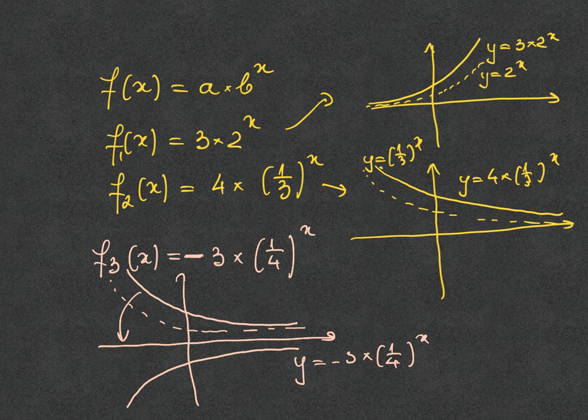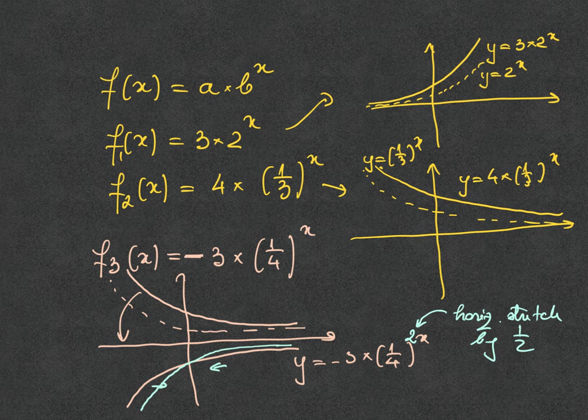It might happen that you have a 2 here, meaning that it's a horizontal stretch by a factor of 1 over 2. And therefore you'll stretch it closer to the y-axis. You can't really see very much in this shape. This slide was a bit of revision from the AS course.